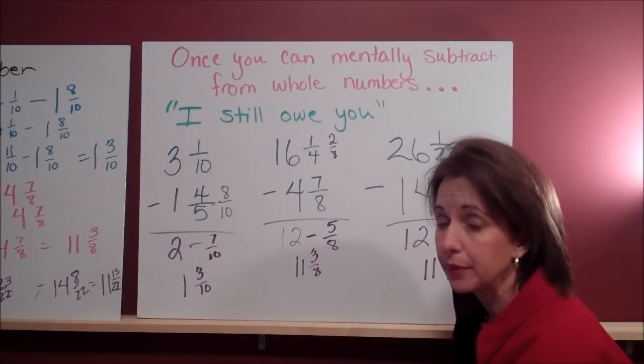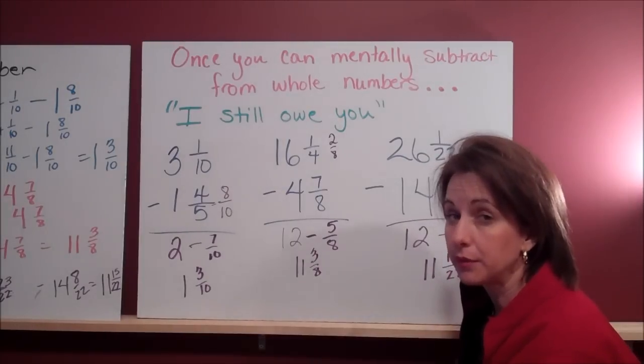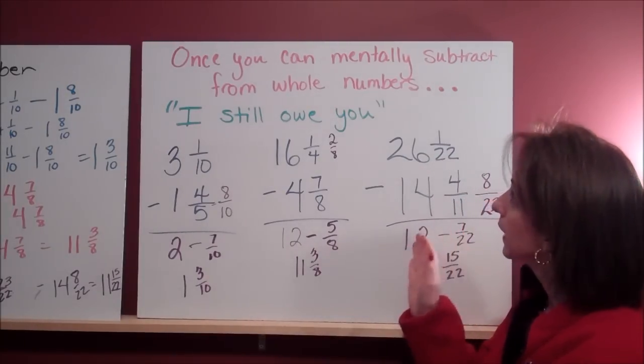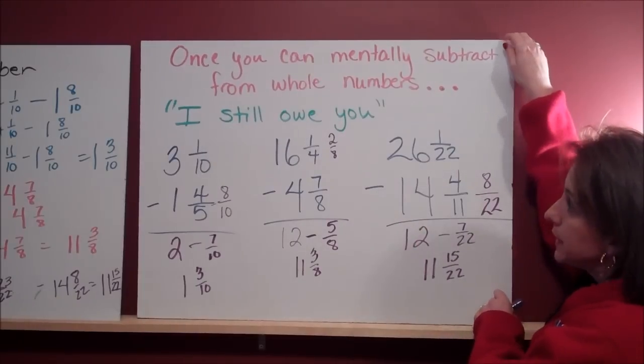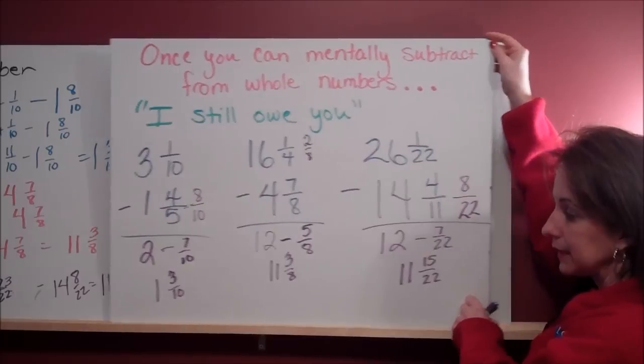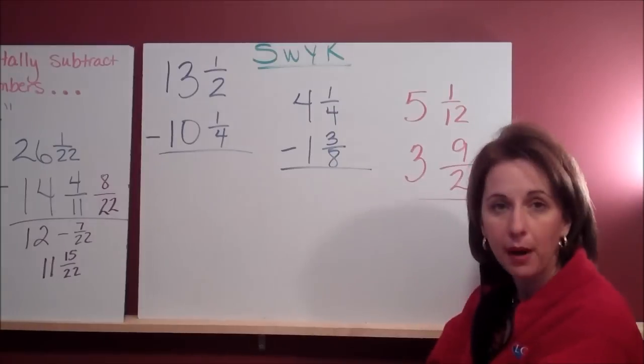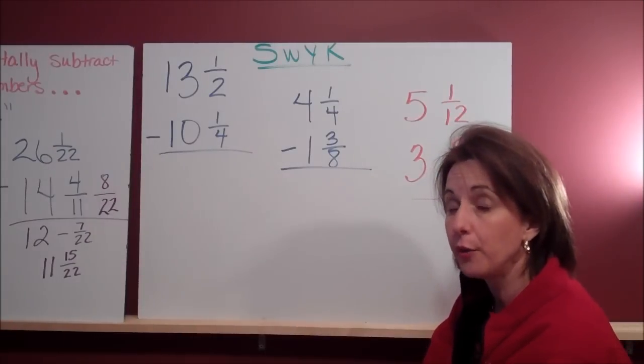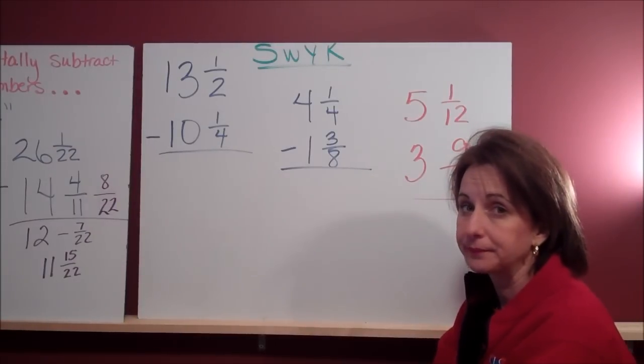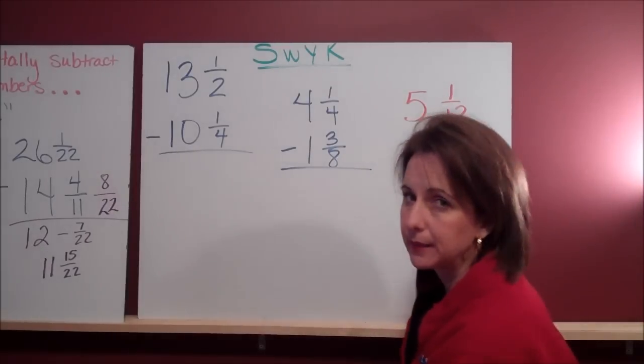So you have 3 ways that you have learned to solve these problems. We counted up, we renamed the first number to be a form of 1, or we have mentally subtracted with an I still owe you mentality. Now, you have these 3 problems, and I'd like for you to show me what you know. All right, let's get going.